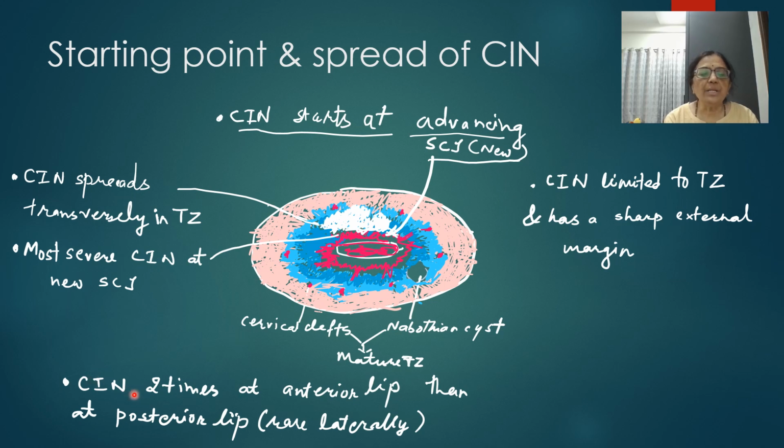Another interesting point is CIN is twice as common at the anterior lip of the cervix as compared to the posterior lip, and it rarely develops laterally over the cervical ectocervix or lateral part of the transformation zone. CIN remains limited to the transformation zone, and that is the reason it has a sharp external margin. Whenever there is underlying CIN, there is usually a regular and sharp margin. That is indicative that there is cervical intraepithelial neoplasia as the reason for this acetowhite area.